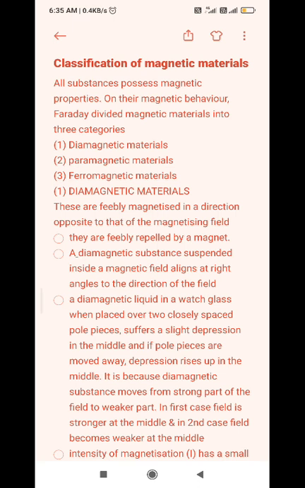And ferromagnetic materials are strongly magnetized and strongly attracted by the fields. They are iron, nickel, steel, cobalt.